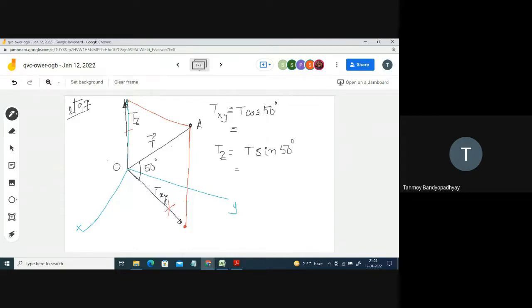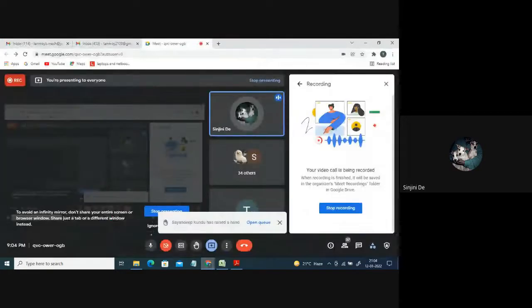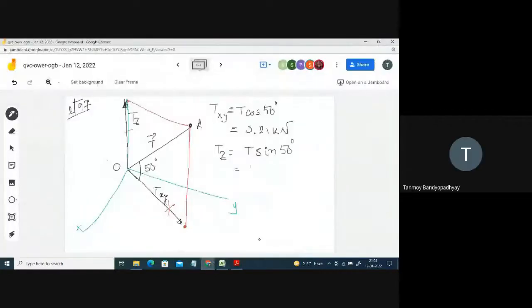করো তাড়াতাড়ি, হলো? Sir, txy টা 3.21. So this should be 3.21 kilonewton. আর tz টা কত আসছে? 3.83. 3.83 kilonewton.